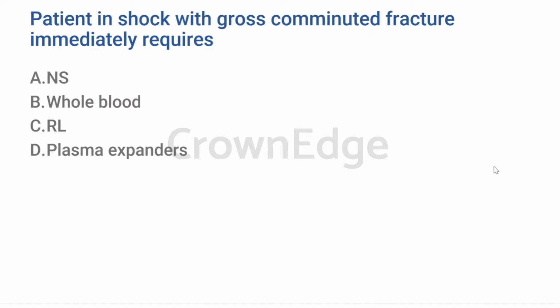Now, in this case where there is a gross comminuted fracture, what is the shock that we are expecting here, that you want to give RL of all the crystalloids? What are you expecting over here? What kind of shock is it? Because this is an immediate reaction. So immediately, what do you want to do? What is the type of shock? Yes, it is hypovolemic shock.